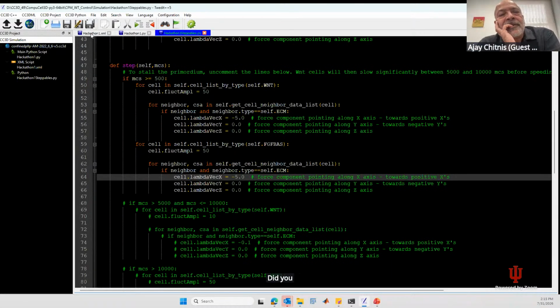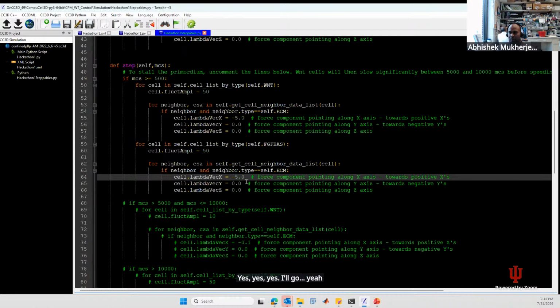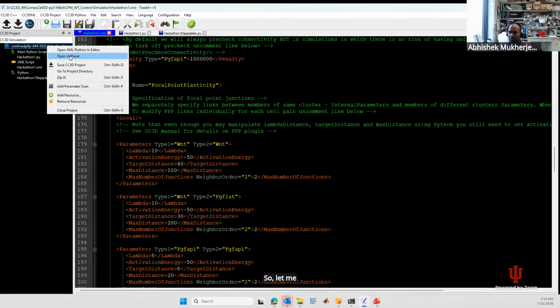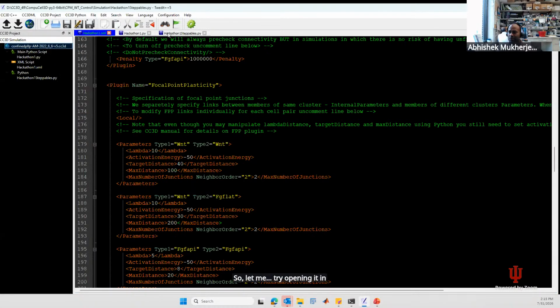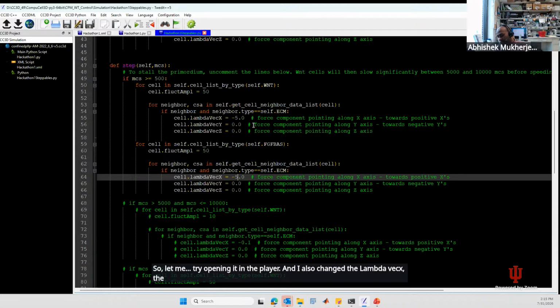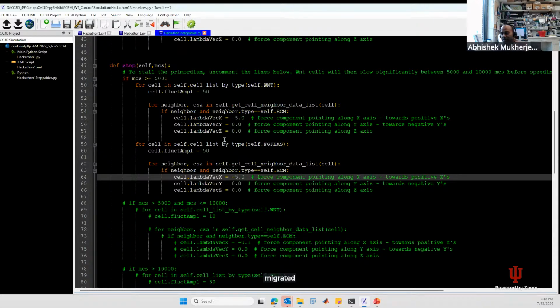Abhishek, did you have that video of the activated notch for them to see later on? Yes, maybe we can. I'll go to that after this. So let me try opening it in the player. I also changed the lambda vecx, the migration potential vector in the x direction, to -5 for both Wnt and the basal cells.